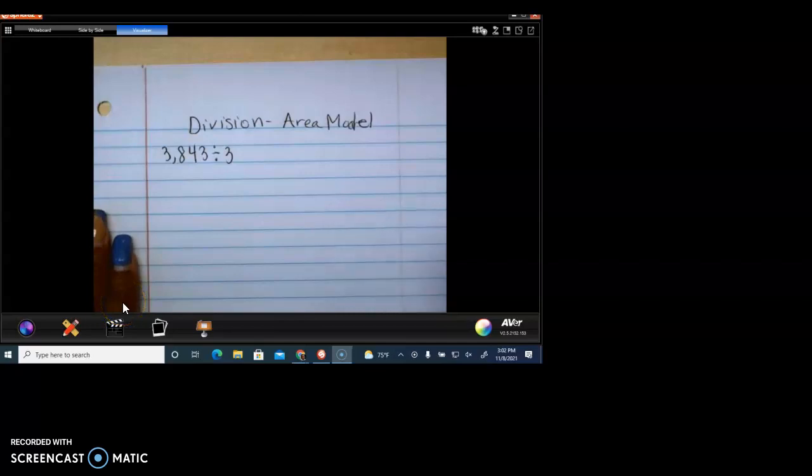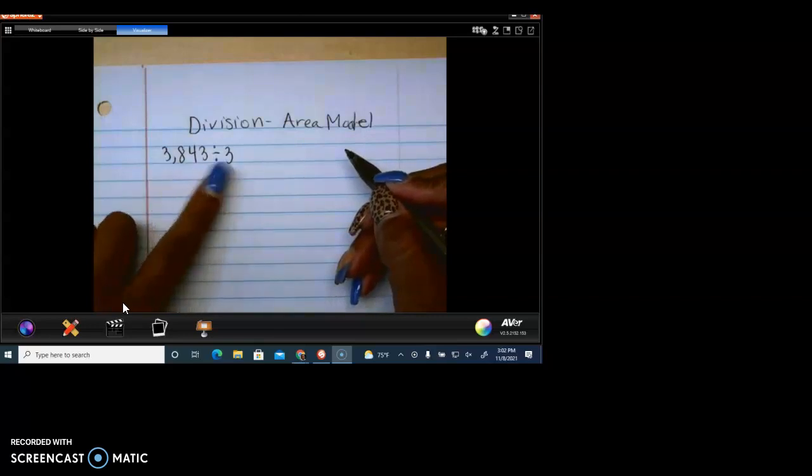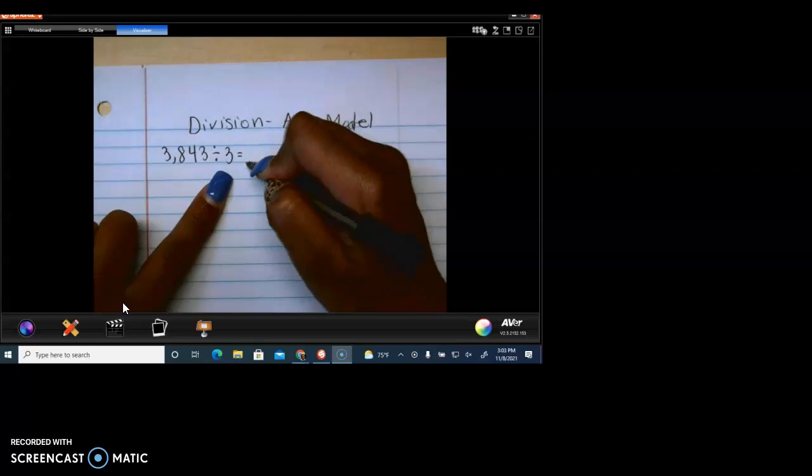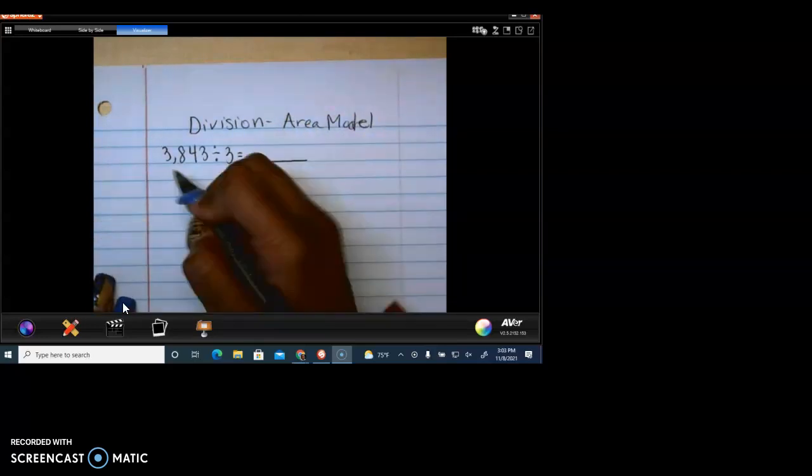Okay, so today we're going to be using the area model to divide. Our first problem is 3,843 divided by 3. We need to figure out what the quotient for this is going to be.